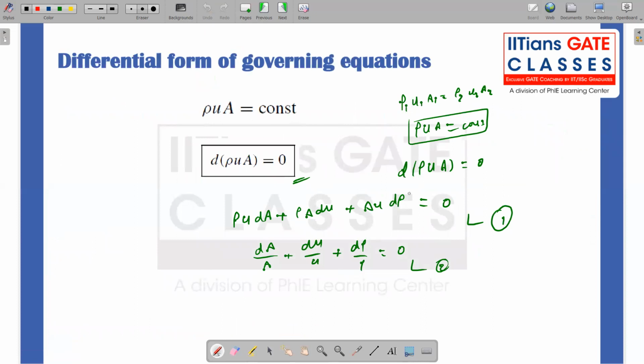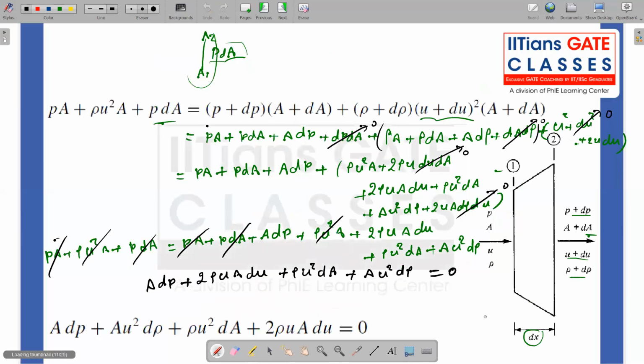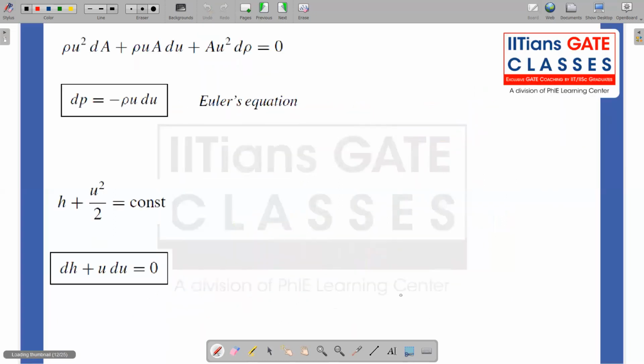So now to that form, if I multiply by u, what does it become? It becomes rho u square dA plus rho u A du plus A u square d rho equal to 0. So now let us call it equation 3, and this is my equation 4. So now if I do equation 4 minus equation 3, what am I left with?